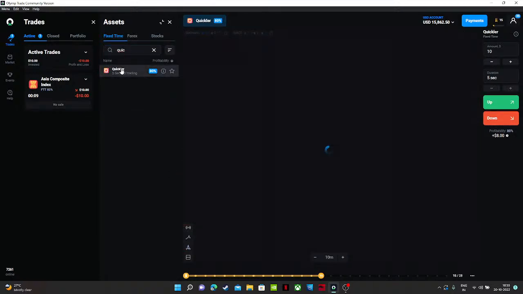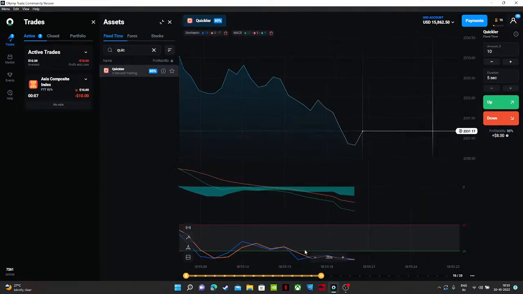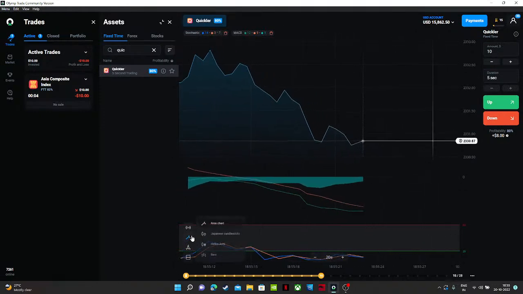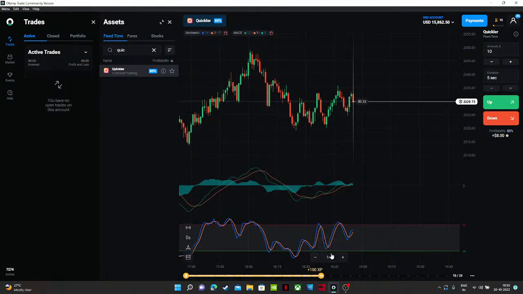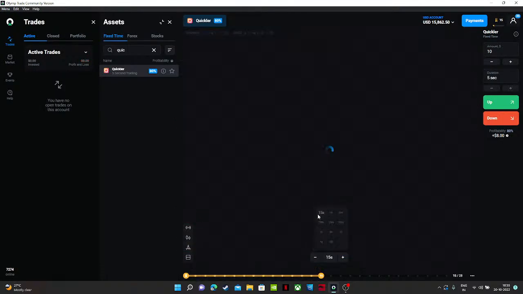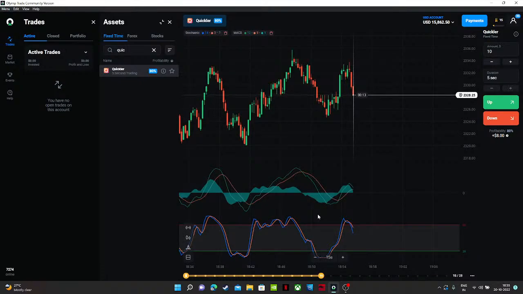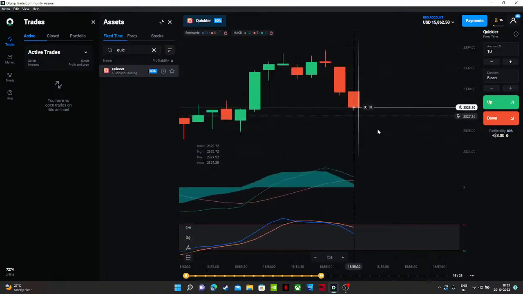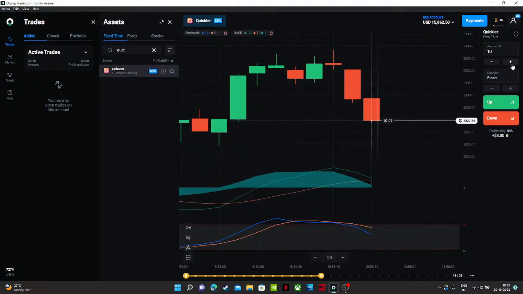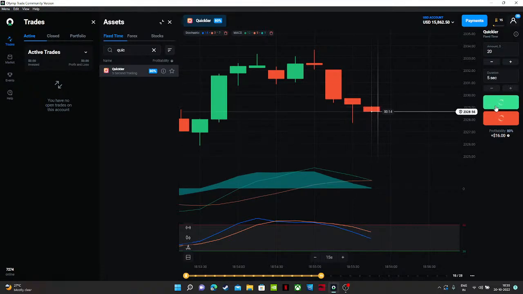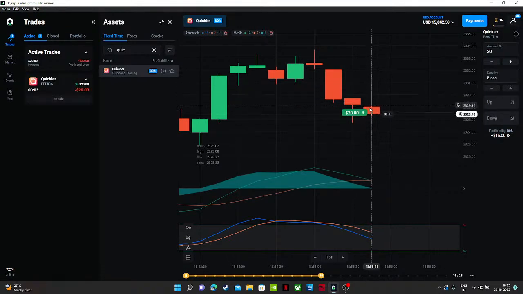Change the chart to 15 second. First of all, change it to Japanese candlestick. Then change the chart to 15-second time frame. Then let us wait for the next candle to appear. I will make it for $20 to make the recovery of the previous trade. Whatever will be the color initially shown by the candle, I will make the trade in that particular direction. So this candle showed us green color initially, so I entered into an upside trade.